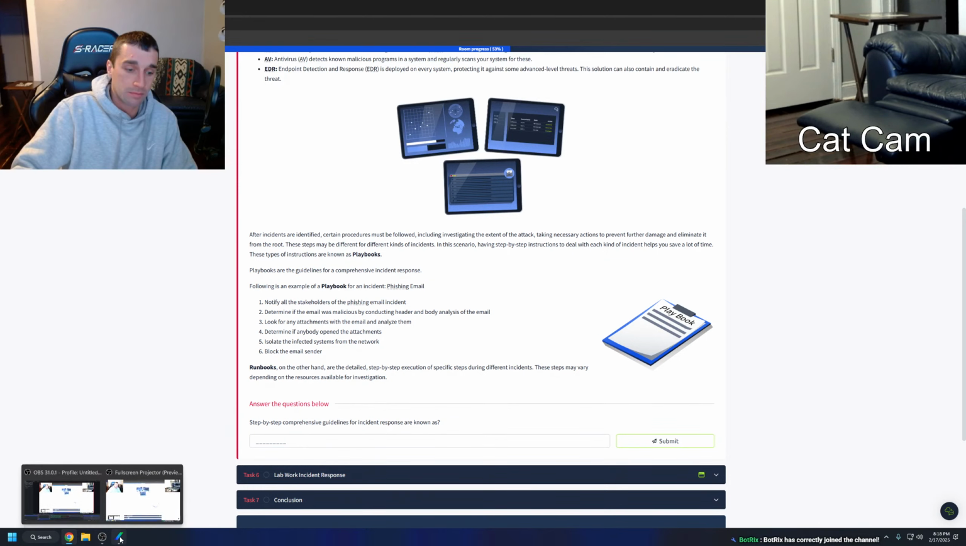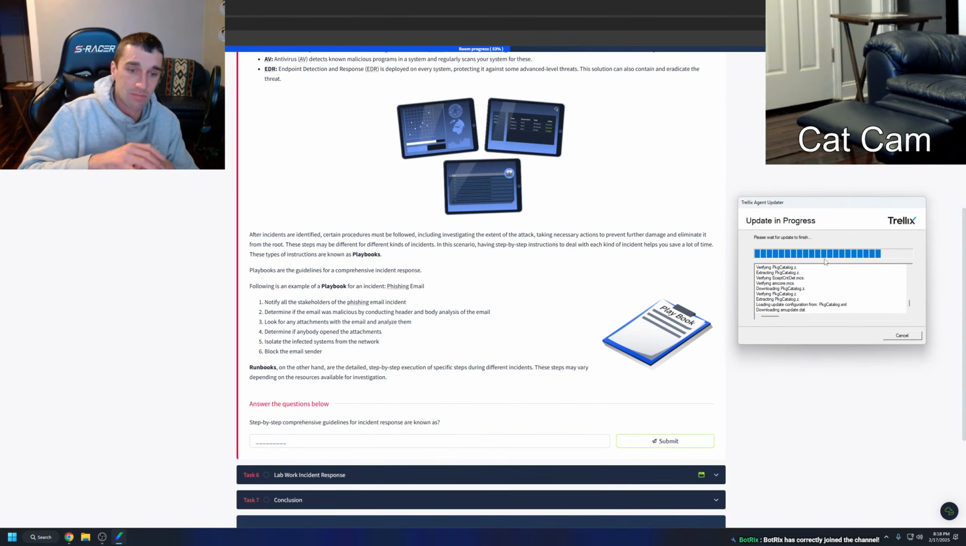After incidents are identified, certain procedures must be followed, including investigating the extent of the attack, taking necessary actions to prevent further damage and eliminate it from the root. These steps may be different for different kinds of incidents. In this scenario, having step-by-step instructions to deal with each kind of incident helps you save a lot of time. These types of instructions are known as playbooks. Playbooks are the guidelines for a comprehensive incident response.